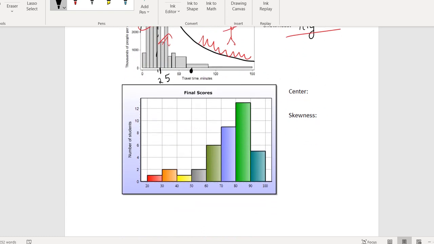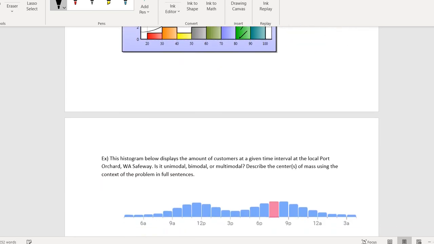Alright, for this one, the center, or the biggest peak, looks like it's between 80 to 90. And for its skewness, well, it's the opposite of that one, which was right, so this one would be left skewed. Nice.